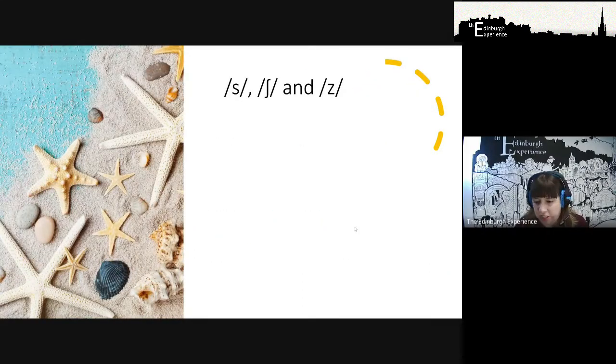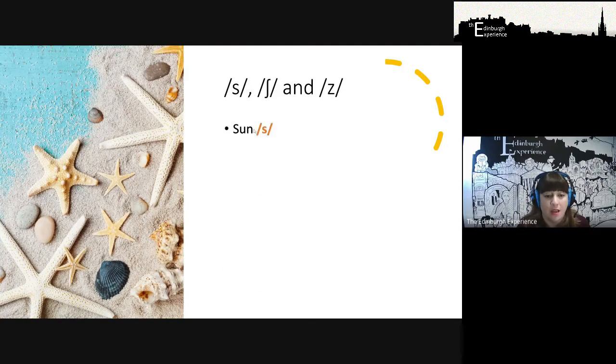Okay, and we're going to finish today with some final consonant sounds and something called a tongue twister. So this is when it's something which is difficult to say quickly, right? And tongue twisters can be really great to help you practice your pronunciation. So we're going to look at these 3 sounds, which are very often represented by the letter S. Okay, so we have s, sh, and z.